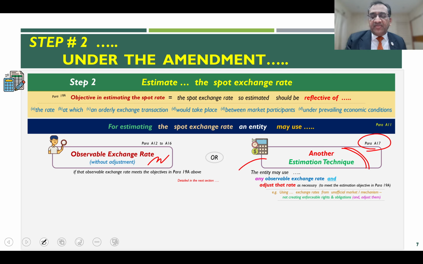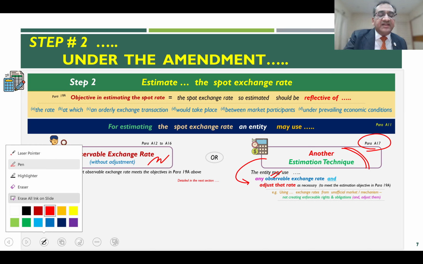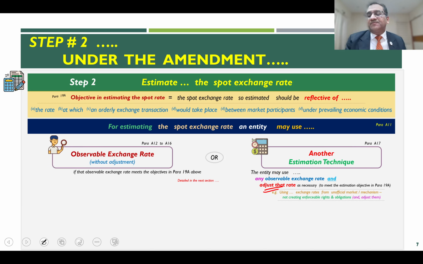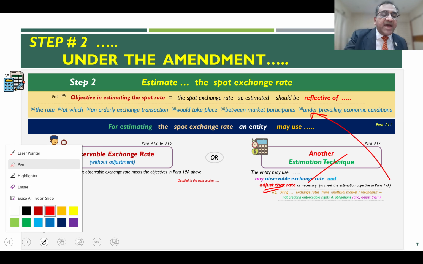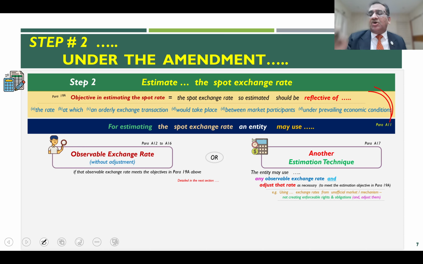So therefore, the entity may use any observable exchange rate and adjust that observable rate as necessary to meet the estimation objective, again given in paragraph 19A. That means paragraph 19A is the source from which you have to take the inspiration to determine what is your appropriate exchange rate on which you are going to estimate.